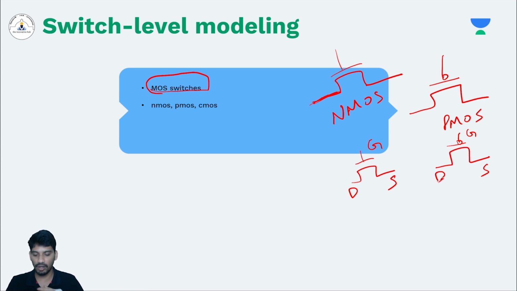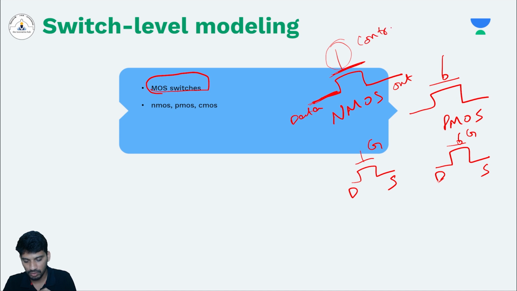But here in Verilog, since it is acting as a switch, one of the terminals is data, the other terminal is out, and this terminal is control. Based on the value of the control signal, the data is either passed to output or it doesn't pass, which is like a switch action, right? This is your control signal.